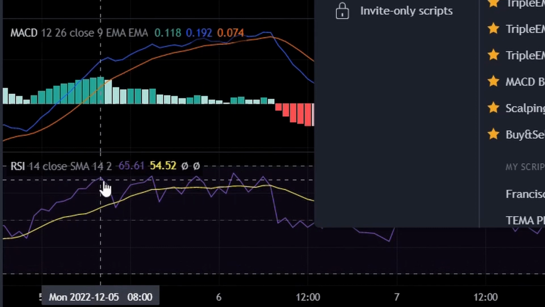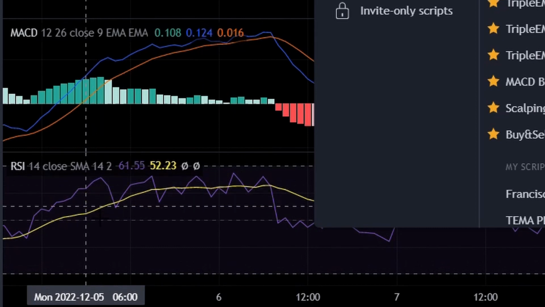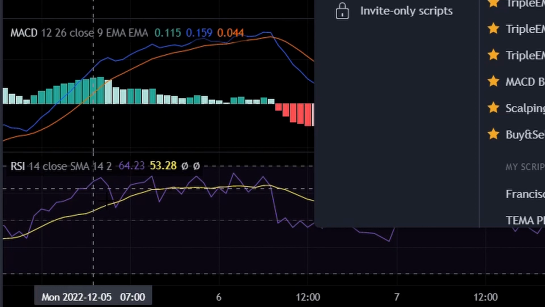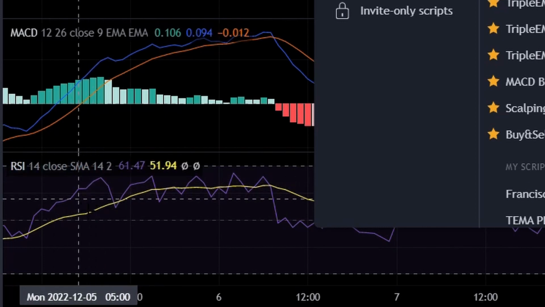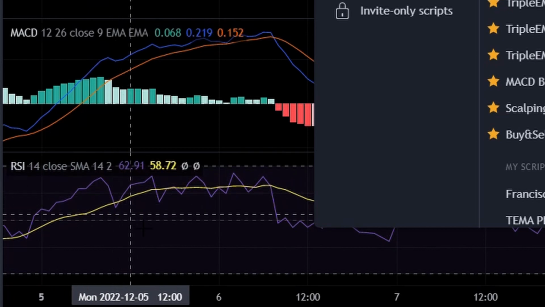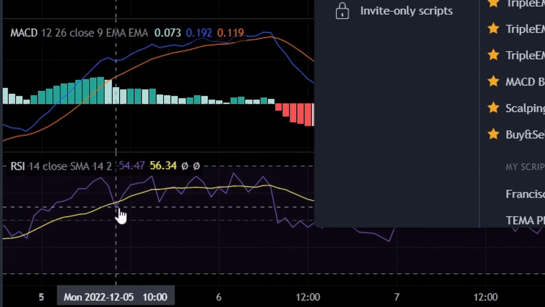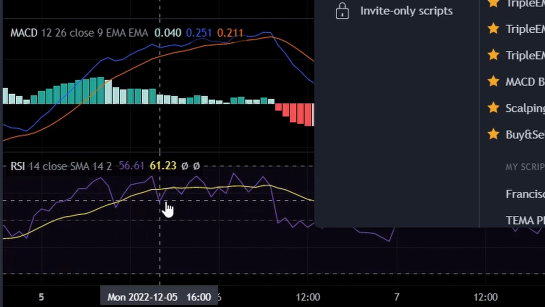And we don't want to enter into a short position when the strategy is oversold. And we don't want to enter into a long position when the strategy is overbought. And that's when this purple RSI line goes above the 70 level. But what I came up with and worked perfectly is to do exactly the opposite. But I will show you that later.